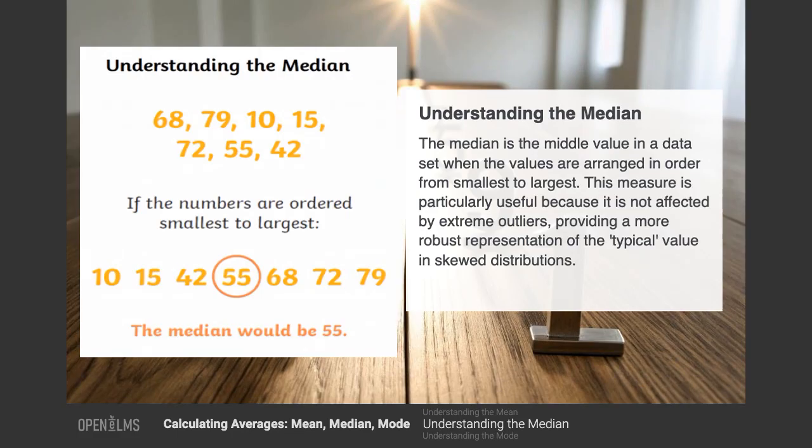Understanding the median. The median is the middle value in a dataset when the values are arranged in order from smallest to largest. This measure is particularly useful because it is not affected by extreme outliers, providing a more robust representation of the typical value in skewed distributions.